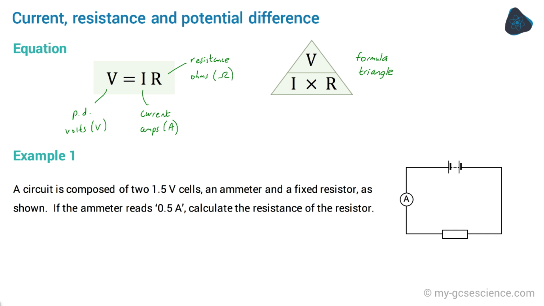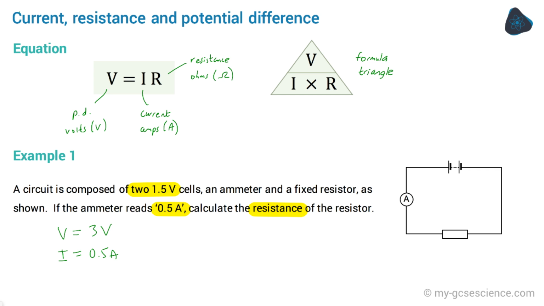Here's the first one. As per last time, let's start by picking out the key figures from the question. As you can see, the circuit is composed of two 1.5 volt cells, an ammeter and a fixed resistor. The ammeter reading, in other words the current, is 0.5 amps, and we've been asked to calculate the resistance of the resistor. So let's get to work. Okay, the potential difference across the resistor in this question is going to be 2 times 1.5 volts, in other words 3 volts. We have two cells there. And the current reading is 0.5 amps.